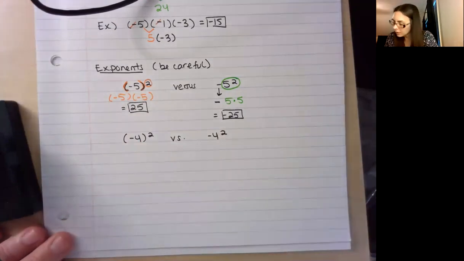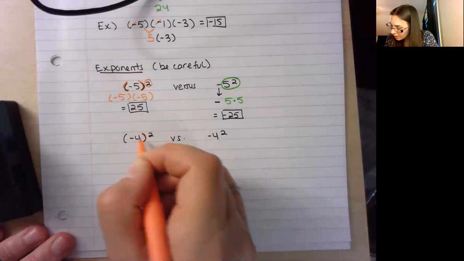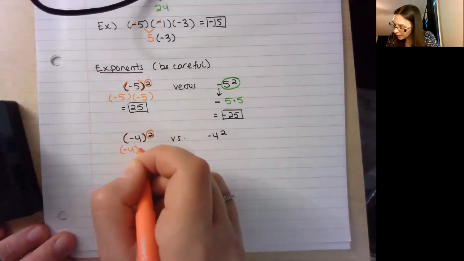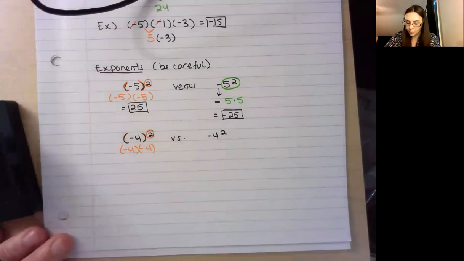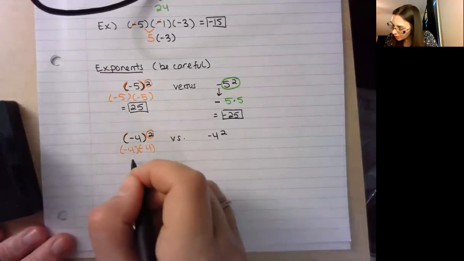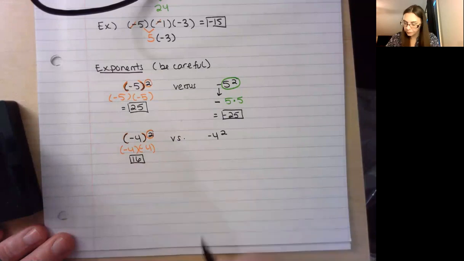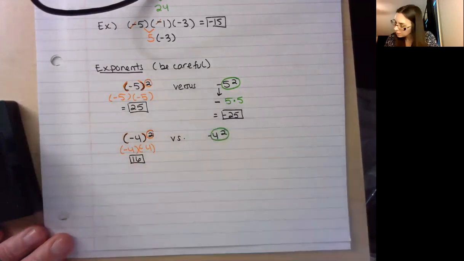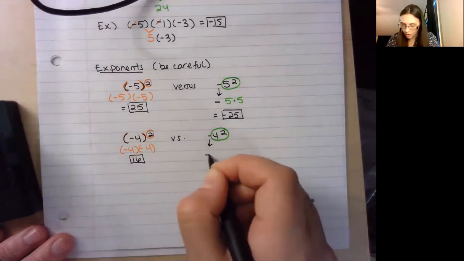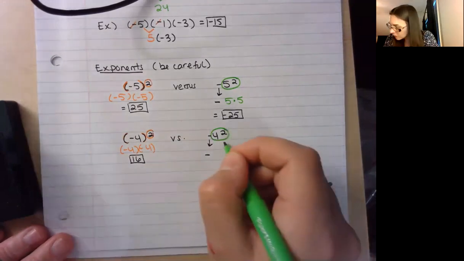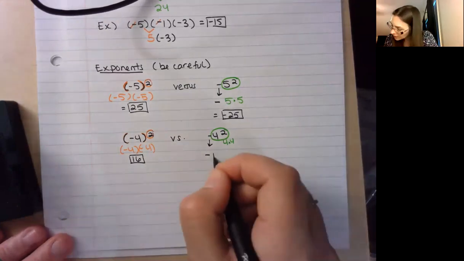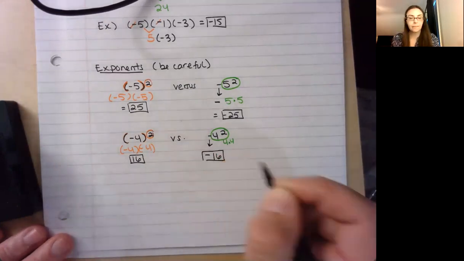All right, so same thing. Notice how that square is touching the whole parentheses. So the whole thing gets multiplied out, and you end up with -4 times -4, which is positive 16. Over here, I do not have parentheses, so this negative just tags along, and then this is just 4 times 4, which is 16. So my answer here is -16.